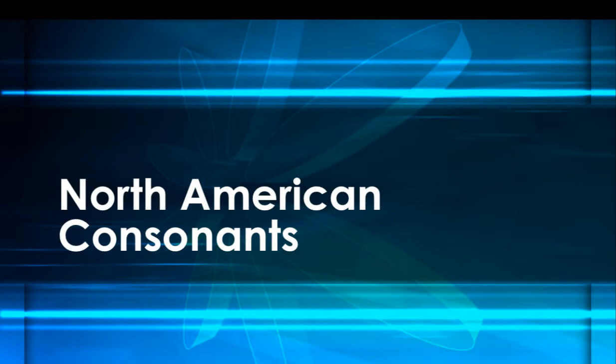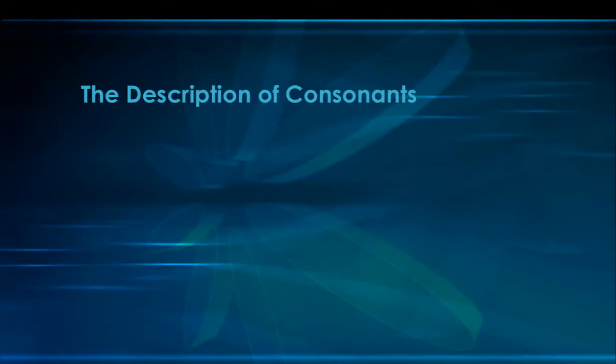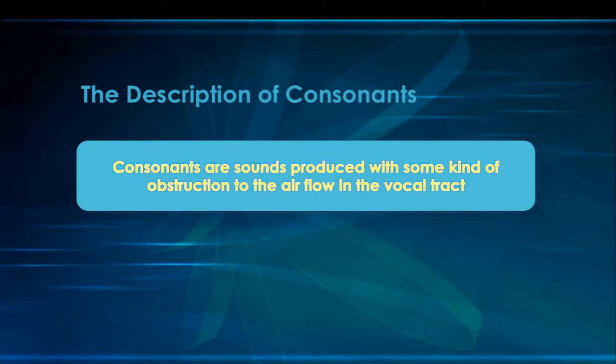In this lecture, we will focus on the description of consonants typical of North American English and most common to North American dialects. A consonant is a basic sound that is produced with some kind of obstruction to the airflow in the vocal tract. This obstruction modifies the sound that our breath produces when escaping our lungs.